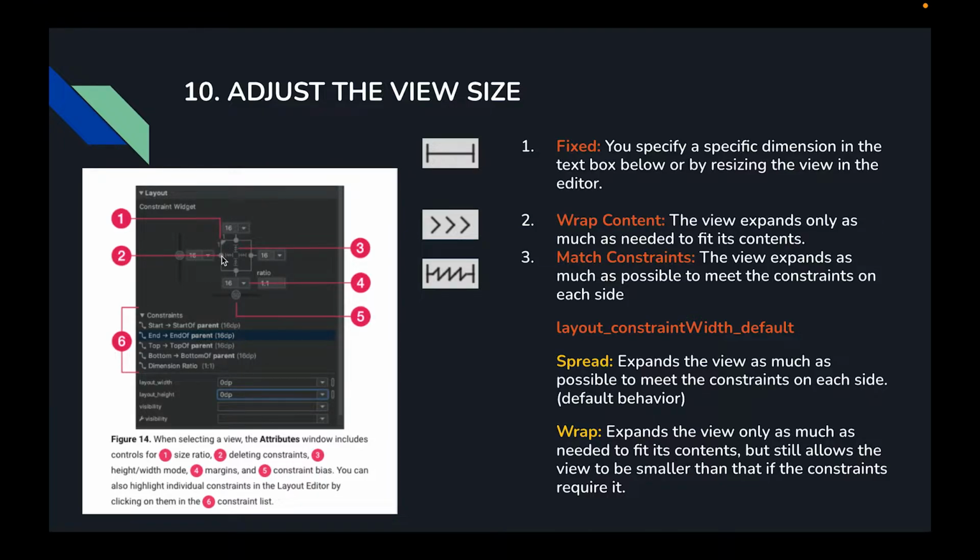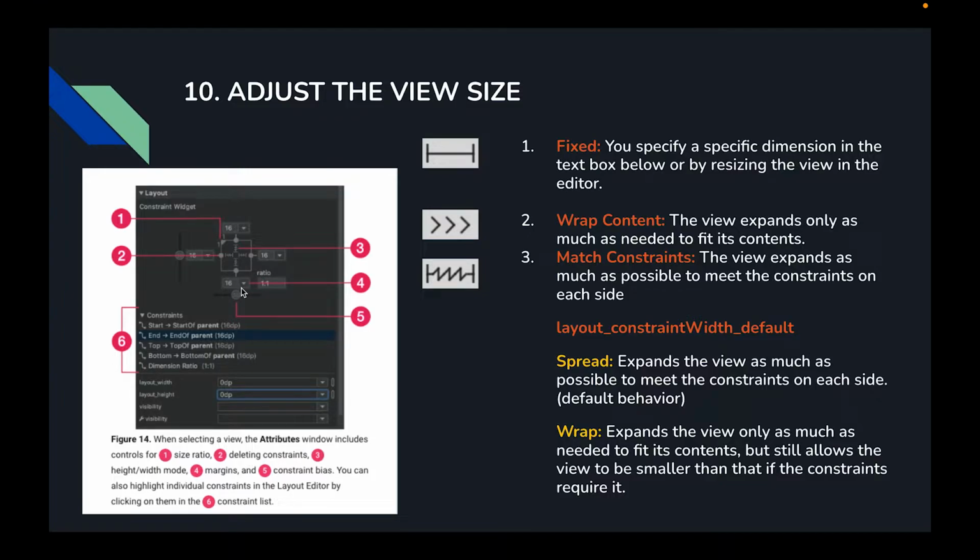Number 2 is for when you want to delete a constraint. You can remove it from here or from the XML as well. Number 3 is called height width mode. You can change the view size by toggling this. When you toggle it, it can switch from fixed to wrap content or to match constraints. And number 4 is for when you want to add some margin.